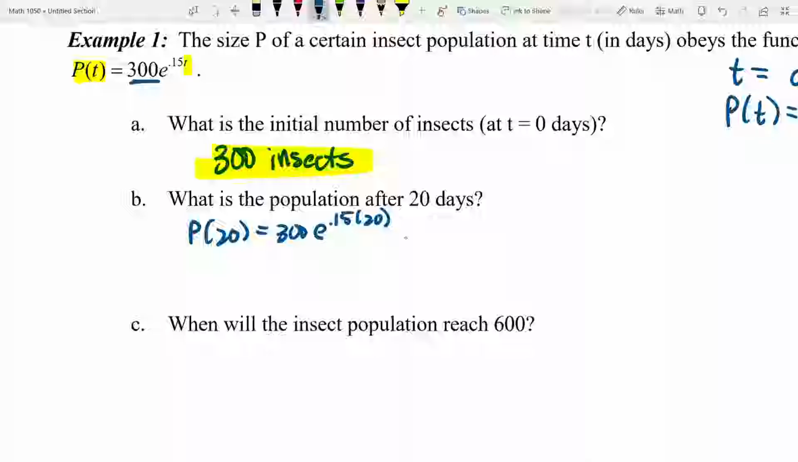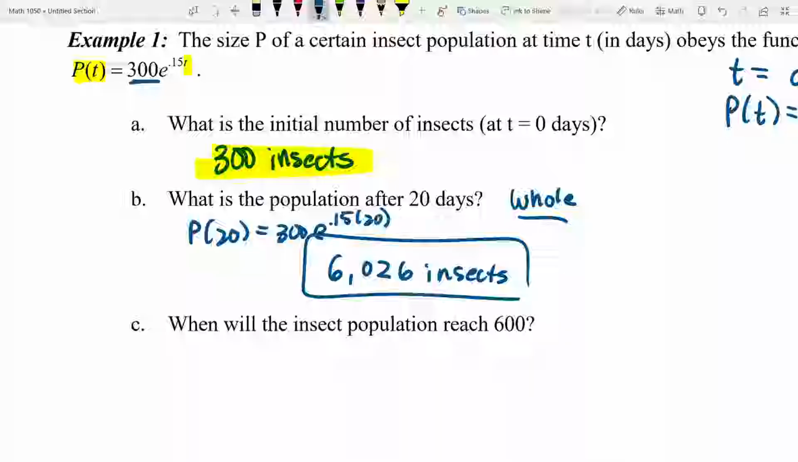Okay, and we're going to round it to the nearest whole. You never round anything unless, some of you still don't know this, unless what? Unless they tell you to. So I'm changing the problem so we round it to the nearest whole insect. So the answer is 6,026 insects. That's it.